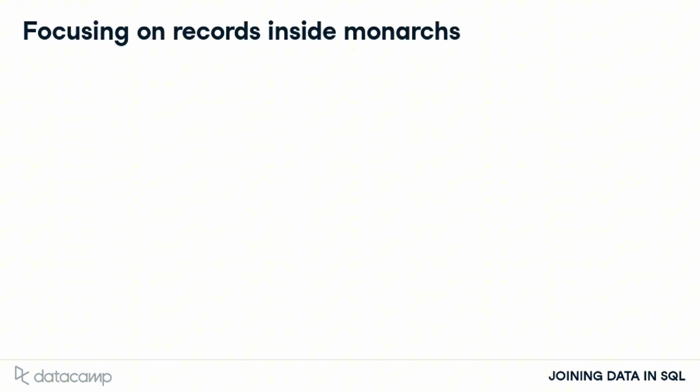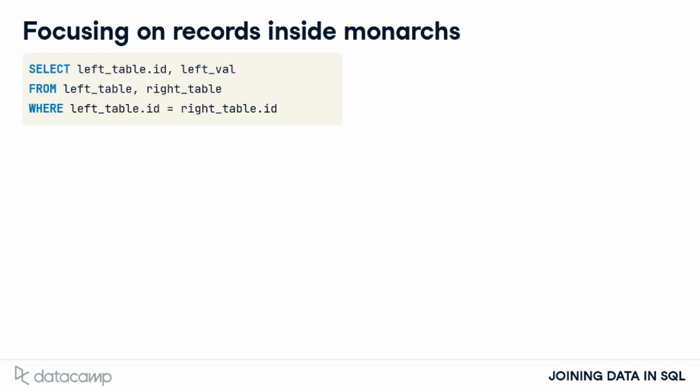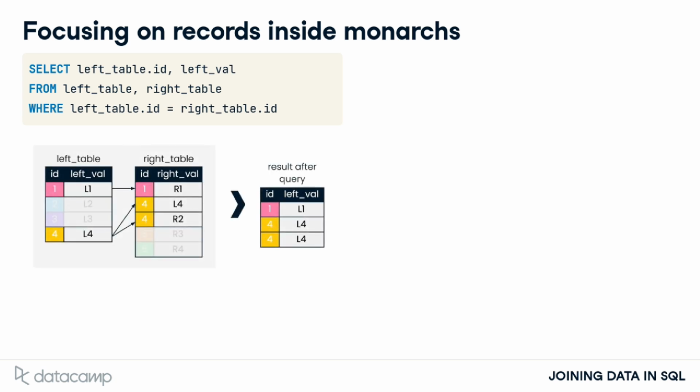We haven't seen yet that we can include multiple tables in a from clause by adding a comma between them. In the SQL syntax shown, we include 2 different tables, left table and right table, in our from clause. The diagram shown illustrates that this query returns duplicates for multiple occurrences of ID when it matches in both tables.